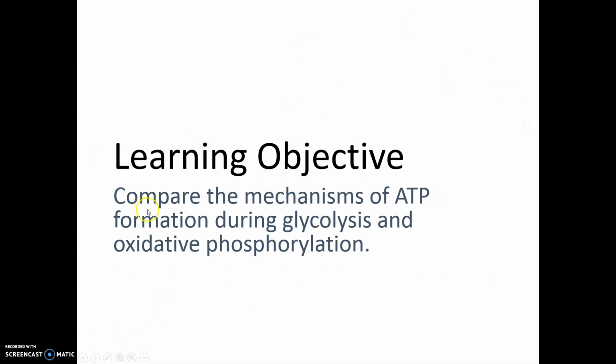So now we have the full compare the mechanisms of ATP formation during glycolysis and oxidative phosphorylation. We've closed this loop here, and we've also talked about what an electrochemical gradient is and what it does for us.